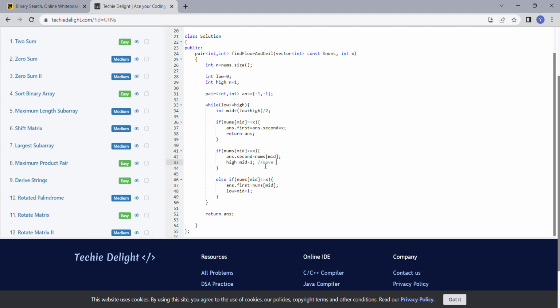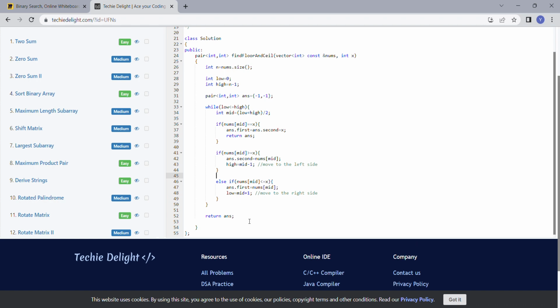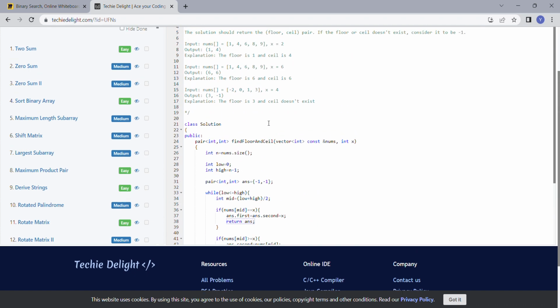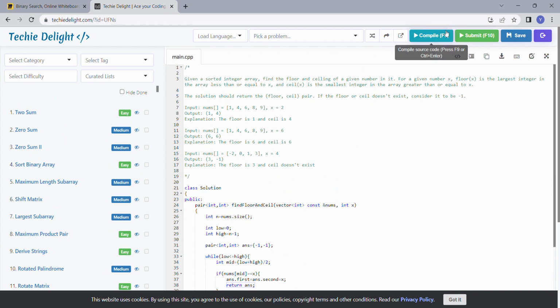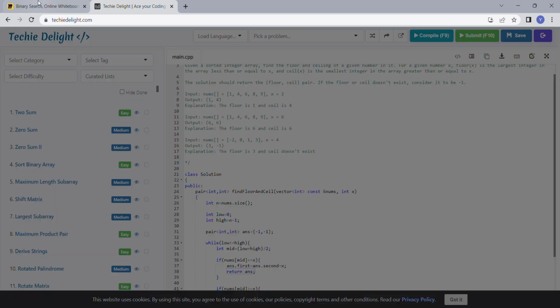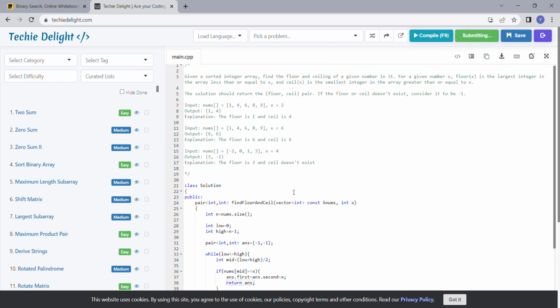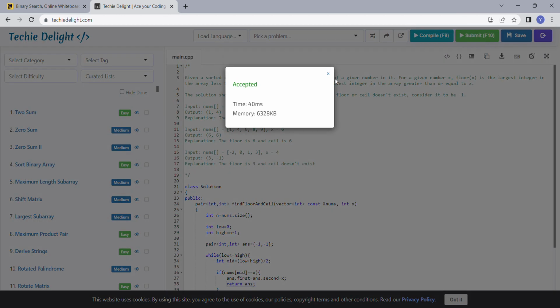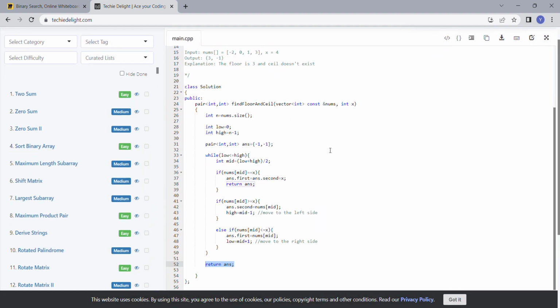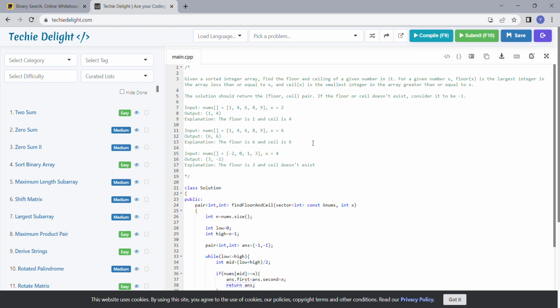Here we move to the left side, because we need to find the immediate bigger element, and similarly here we move to the right side. That makes the code, and at last we return the answer, which will contain both the floor and the ceil. Let's try to compile it. Yeah, it got compiled, and hence let's try to submit it as well. Yep, it got submitted, and we have implemented our binary search solution in the iterative form for this question.